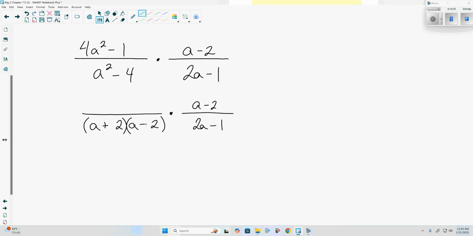Now the question is, is 4a squared minus 1 a difference of perfect squares? What times itself would be 4a squared? 2a and 2a. What times itself is 1? 1 and 1. So 2a minus 1 times 2a plus 1 are our factors, and it is a difference of perfect squares. Questions on how we multiplied or factored all this out?